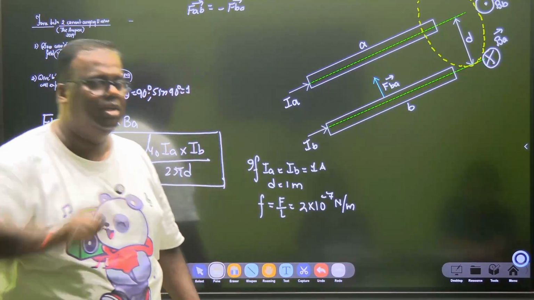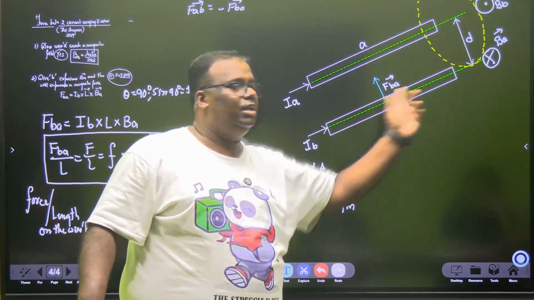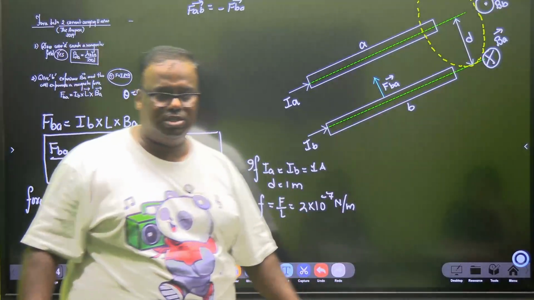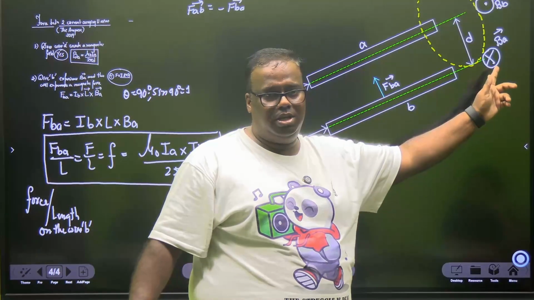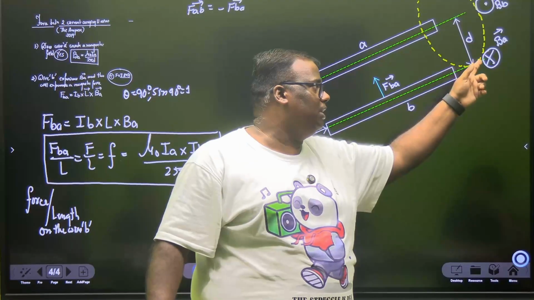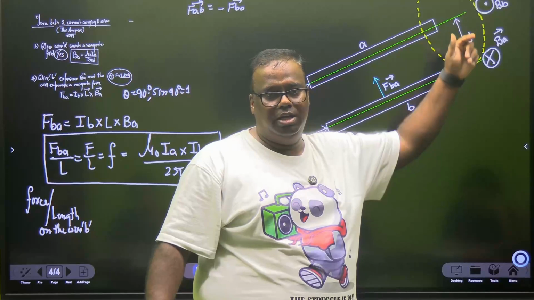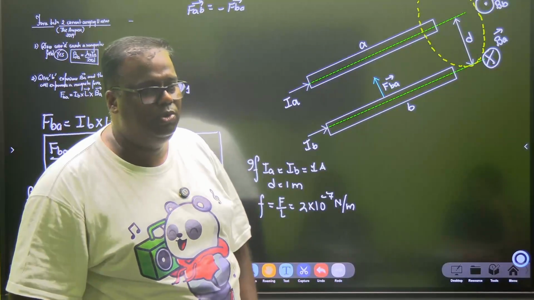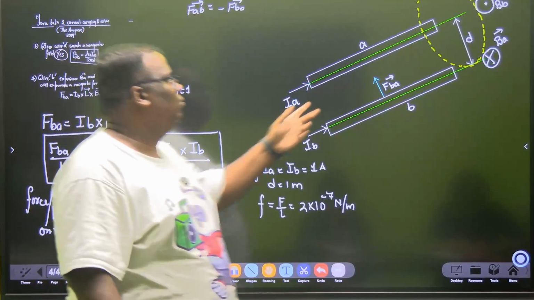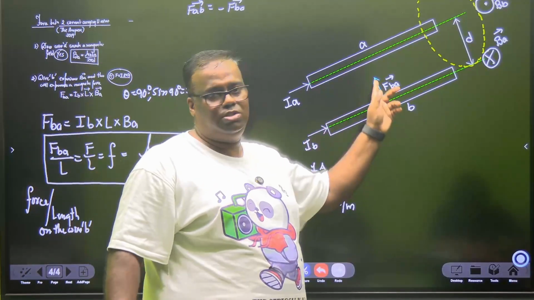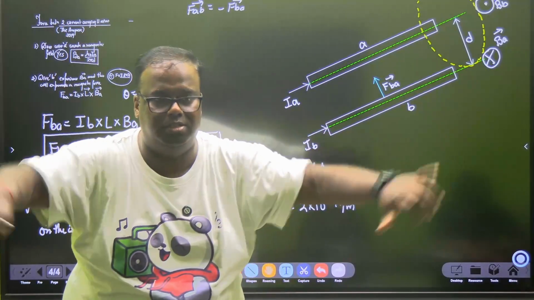And one more thing, if somebody asks you, why do parallel currents create attractive force? Because in parallel currents, current direction will be here. However, for this wire, the magnetic field will be inside. For this wire, the magnetic field will be outside. So if you apply Fleming's law, or if you do L cross IB or L cross IA, once you will get the force in this direction, once in this direction. If the currents were reversed, there will be a repulsion.